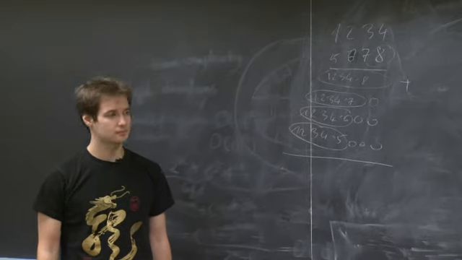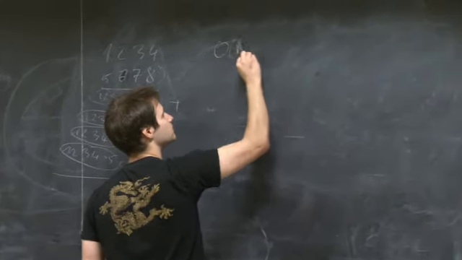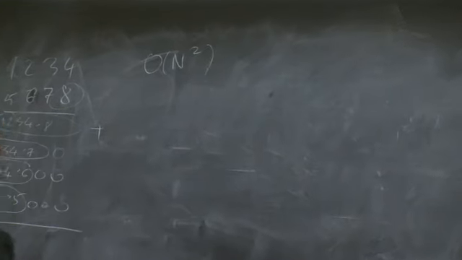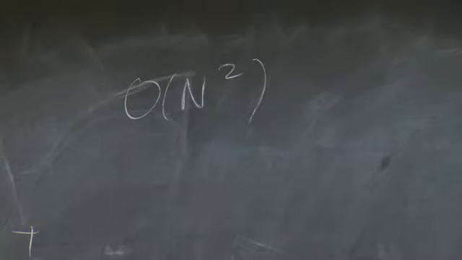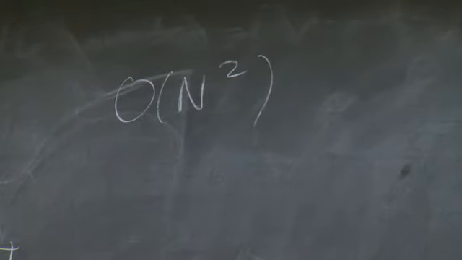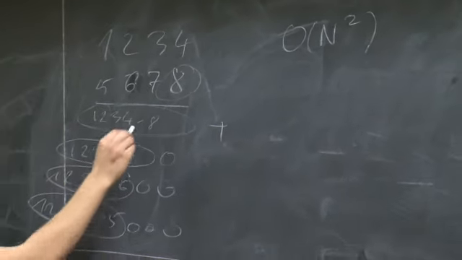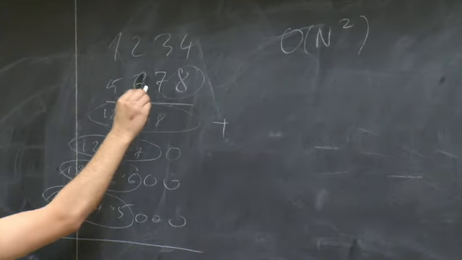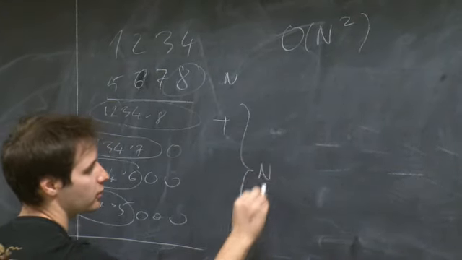Squared. OK. So why is it n squared? Because you go through every single thing for every digit below. Yep, so I'll have these partial products here. And I have as many partial products as digits in the second number. So if I have n digits here, I have n partial products.